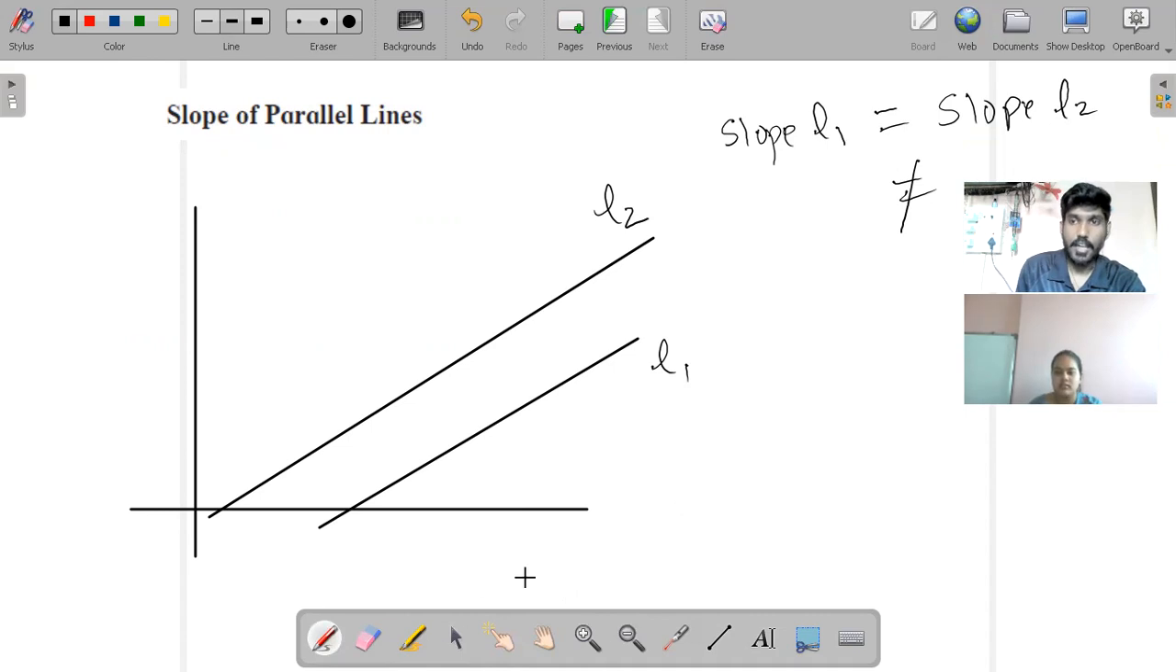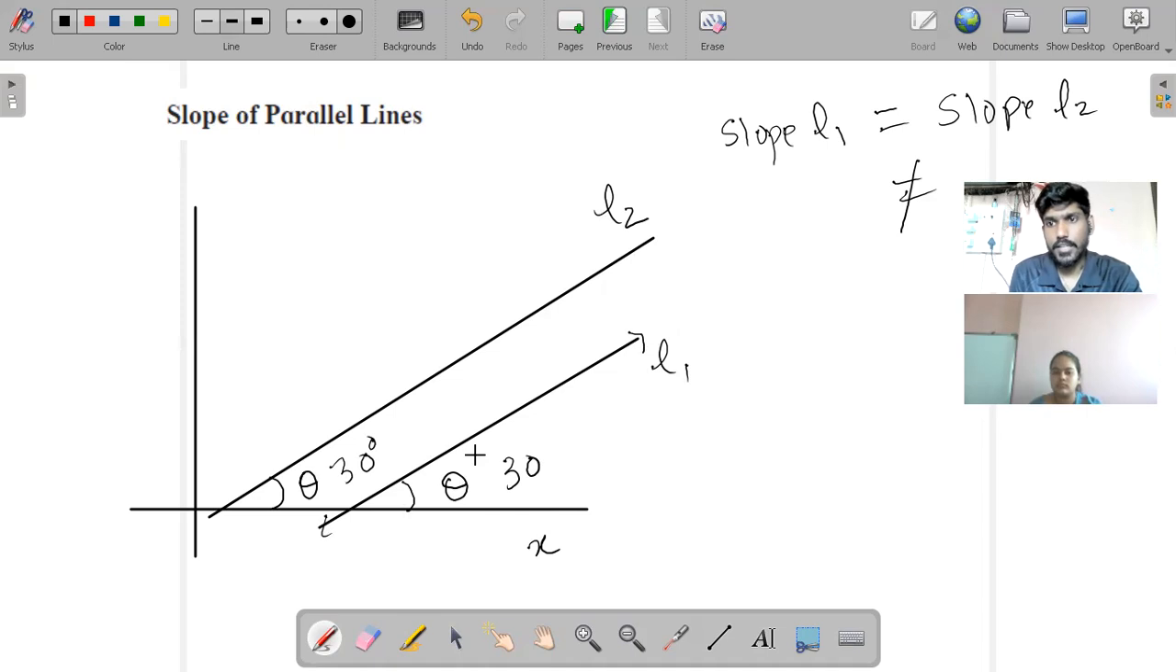One reason would be that suppose you want to find the slope of L1, you can find out tan of theta. So this theta and this theta: the angle made by L1 with the x-axis and the angle made by L2 with the x-axis, both will be the same. Suppose this is 30, then this also would be 30.